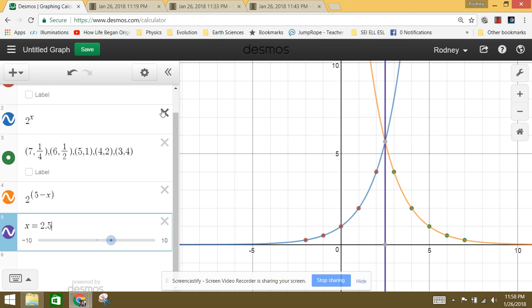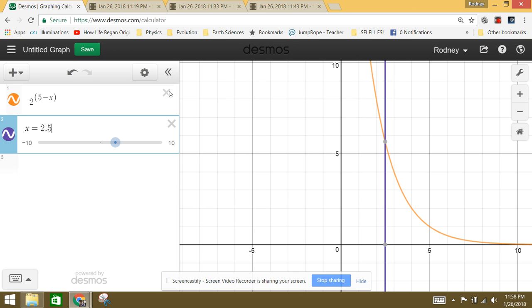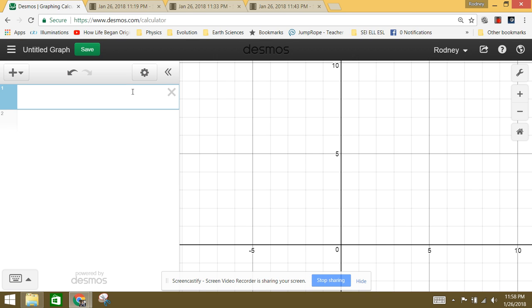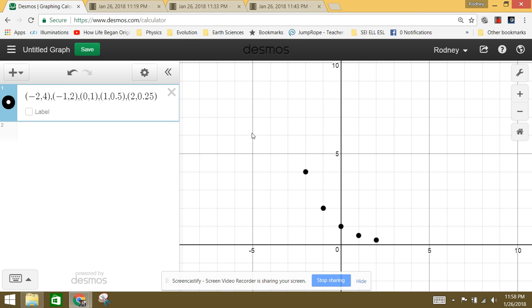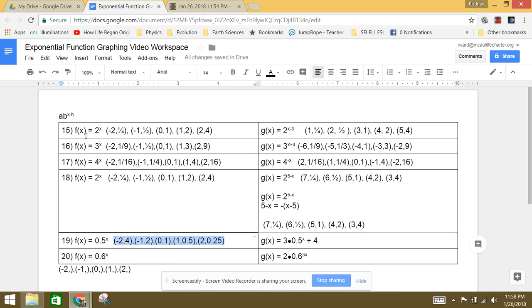And get rid of all of this business that's already there. Okay, and there's our function. We are swooping down and to the right. Okay, and that is 0.5 to the x power. And it fits. Yay. All right, now we've got g of x, and g of x has a bunch of other things going on.